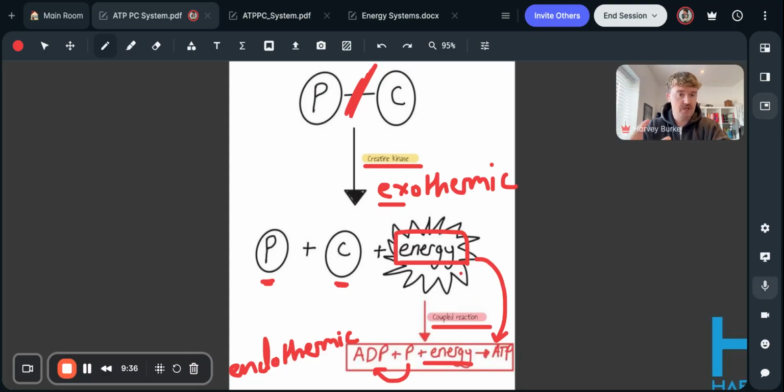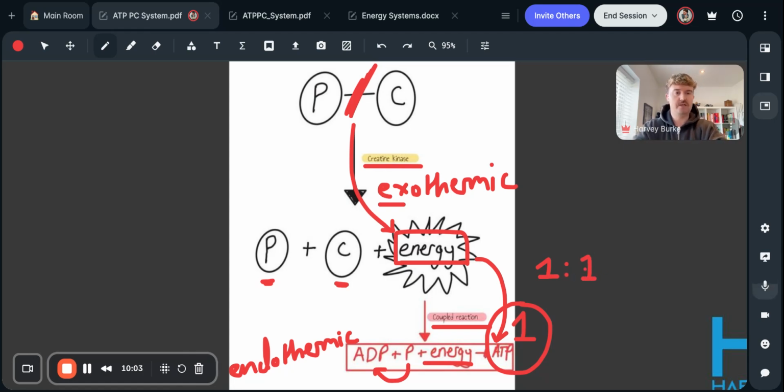And it just happens that in this energy system, the amount of energy that is released from the breakdown of one phosphocreatine, that energy is enough to resynthesize one ATP. So there is one ATP that is resynthesized per phosphocreatine molecule that you break down. So there's a 1-to-1 ratio. Every phosphocreatine you break down, that helps to resynthesize 1 ATP.